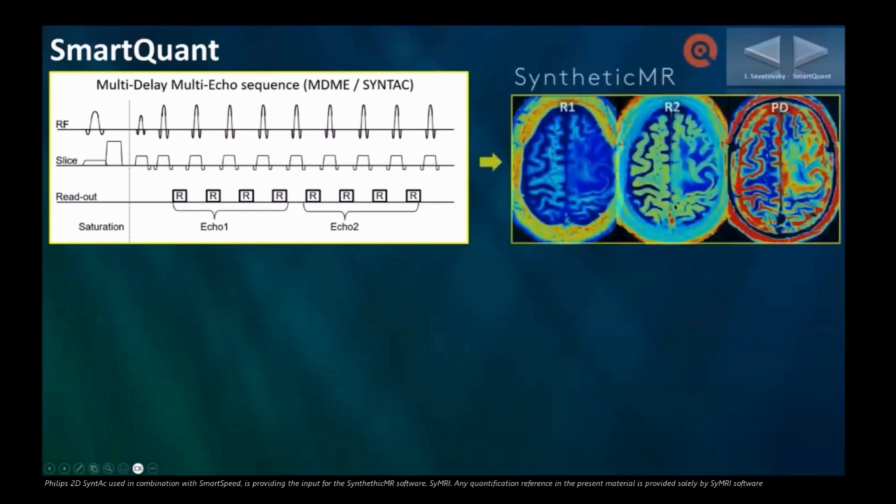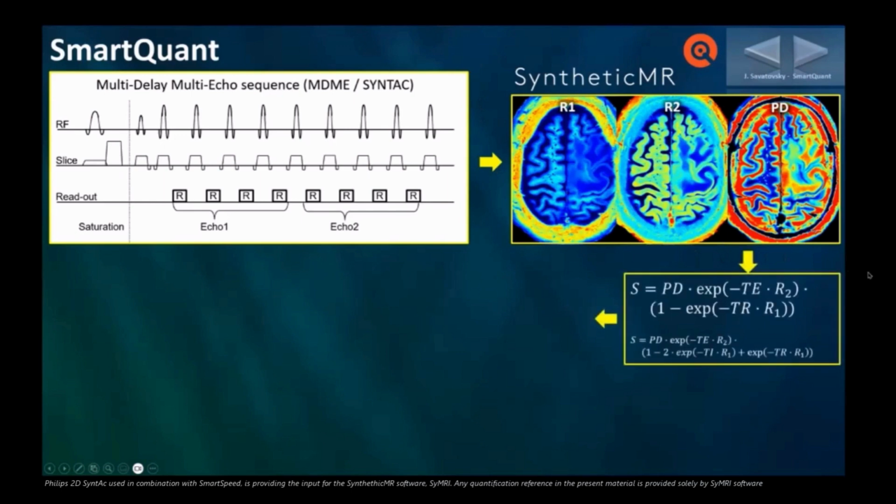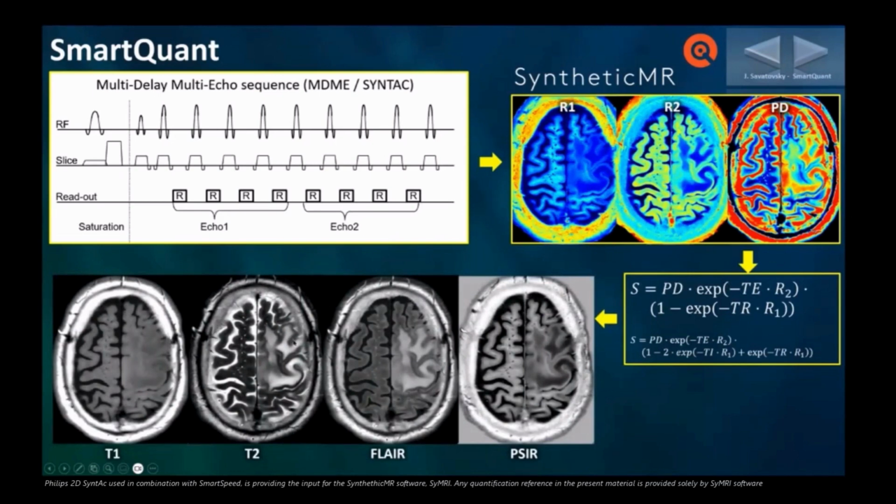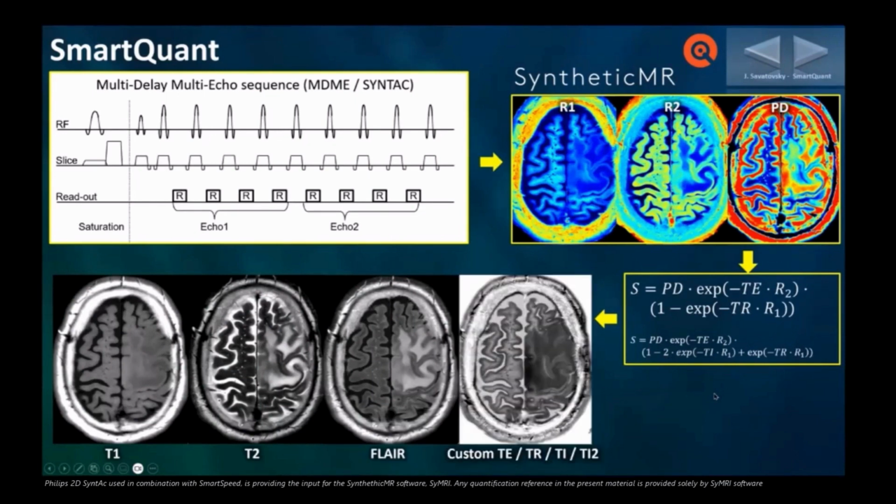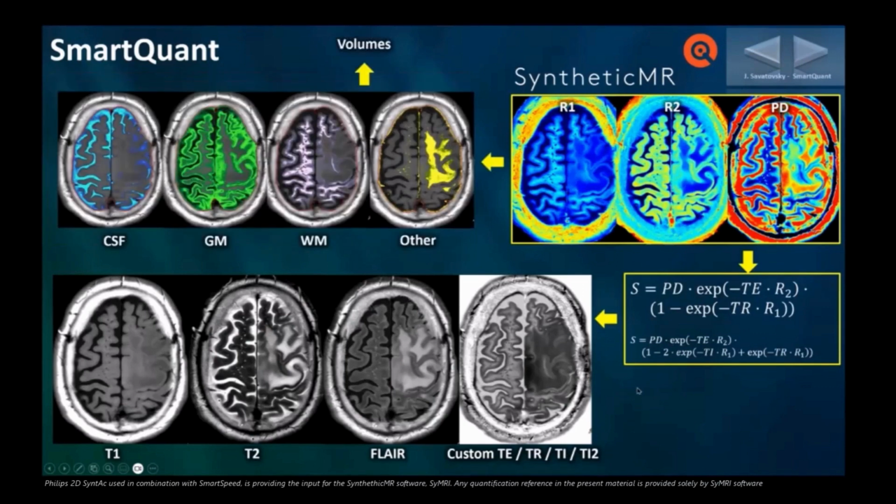And with that, the SyntheticMR software will calculate several quantitative maps: R1, R2, and PD maps. And it's no AI processing, it's just a mathematical model. And from those 3 maps, you can generate basically any synthetic sequence that you need with those 2 formulas. You can even choose and customize the TE, the TR, and the TI, or a second TI. With this formula, you will get the images that you want, and it's automatically done by the software.